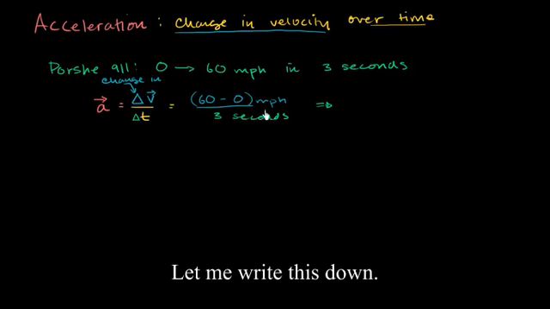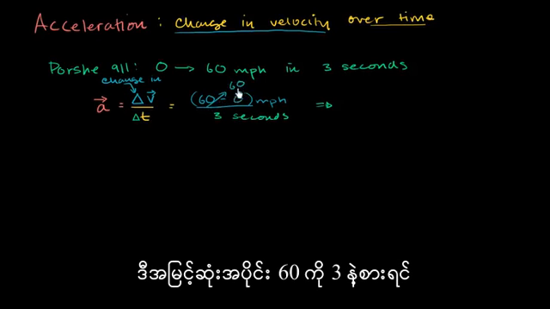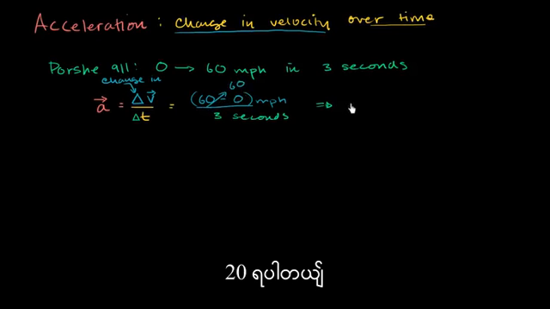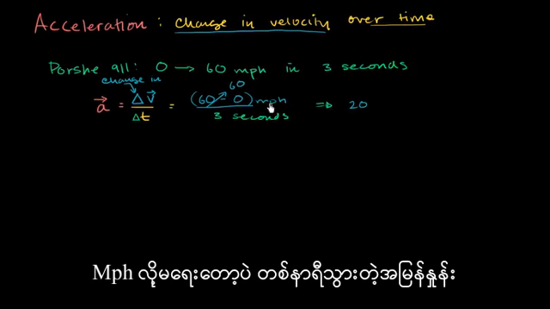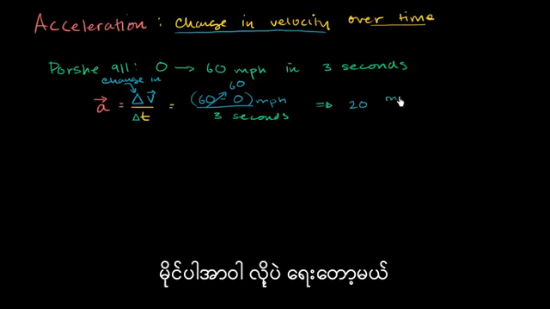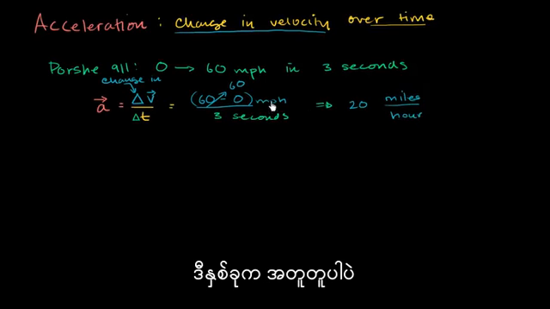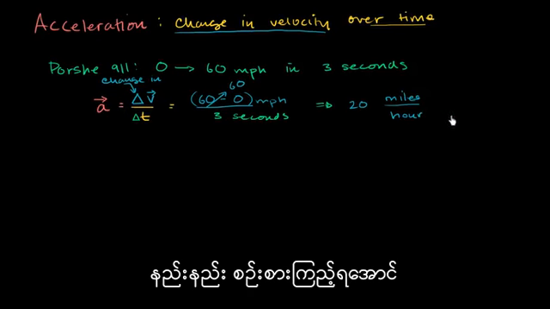Let me write this down. So this top part is 60. 60 divided by 3 is 20. So we get 20, but then the units are a little bit strange. We have miles per hour. Instead of writing mph, I'm going to write miles per hour. That's the same thing as mph. And then in the denominator, right over here, we have seconds, which is a little bit strange. And as you'll see, the units for acceleration do seem a little bit strange. But if we think it through, it actually might make a little bit of sense.